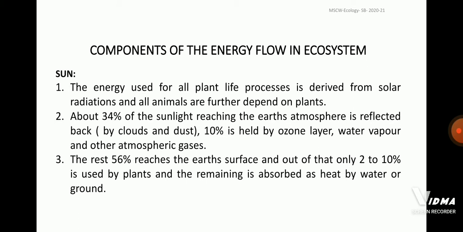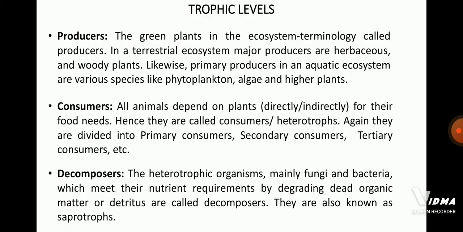The next component of energy flow are the various trophic levels. The first trophic level will be the producers. The green plants in the ecosystem are called producers, since they produce or manufacture food in the process called photosynthesis, using sunlight, carbon dioxide, water and the chlorophyll pigment.